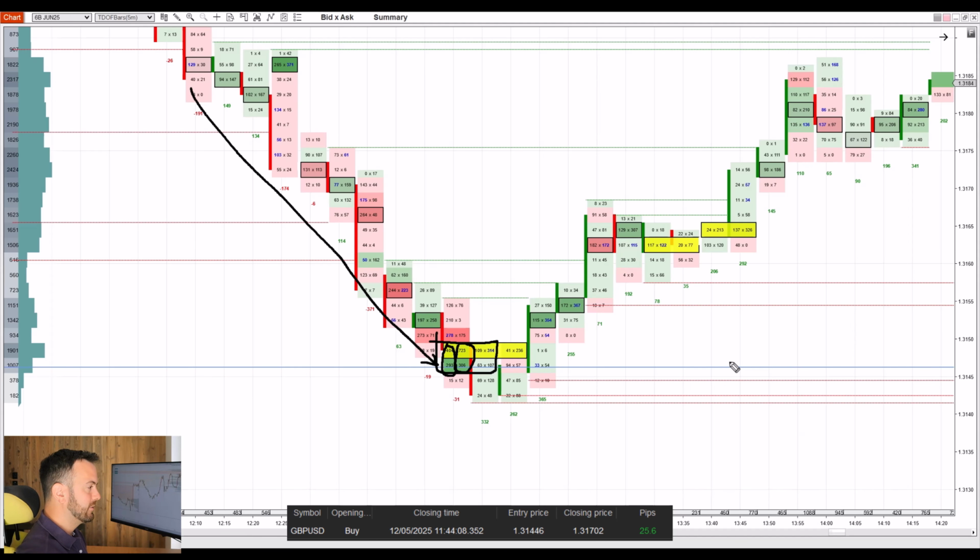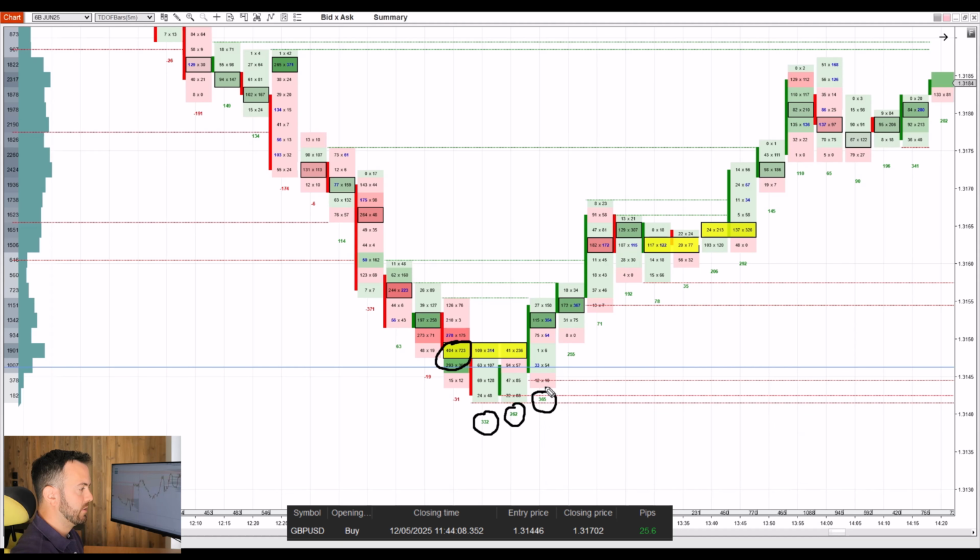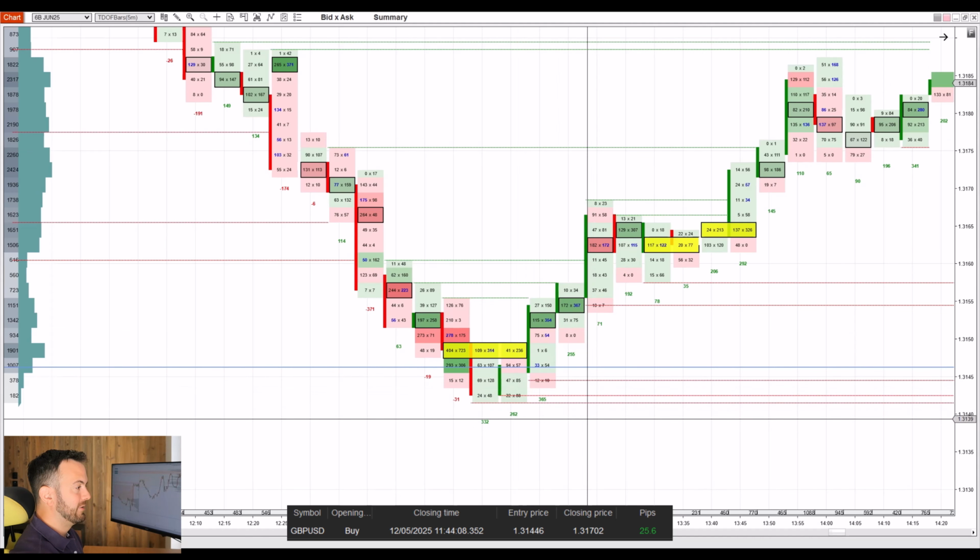Now, the second confirmation was delta. Delta, simply put, is the difference between the strength of aggressive buyers and aggressive sellers. Right after the absorption took place in here in this footprint, the delta, which you can see below each footprint, turned positive. Hugely positive. So in those footprints, buyers were dominating, right? Another confirmation.